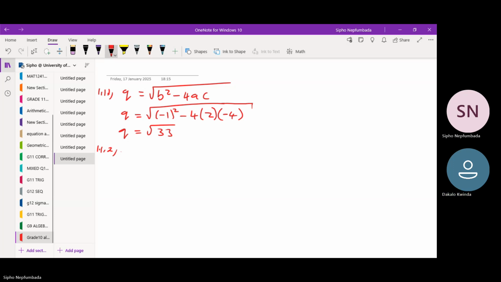We see the square root of 33 and equals to. You understand me? Square root of 33.